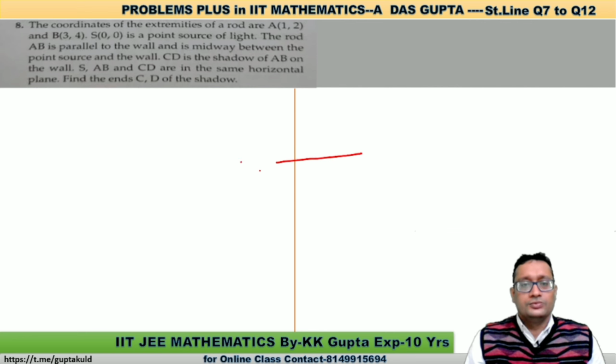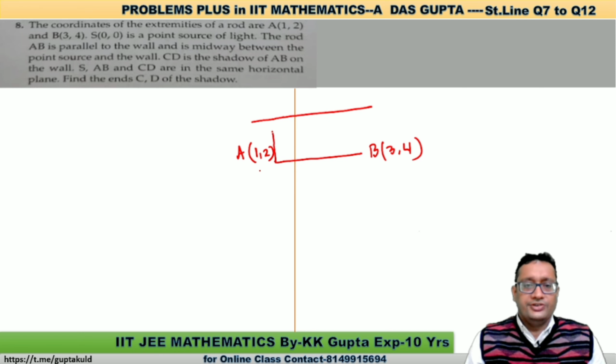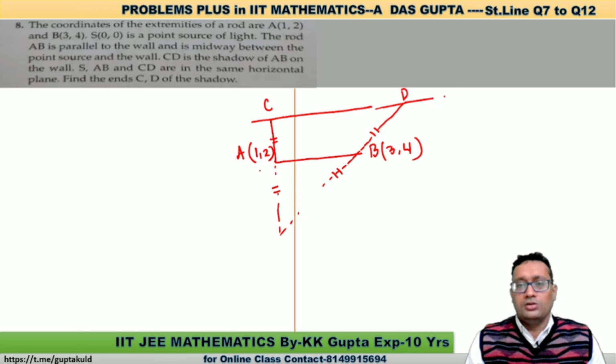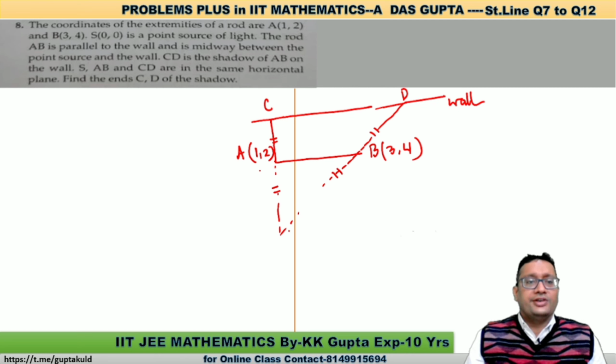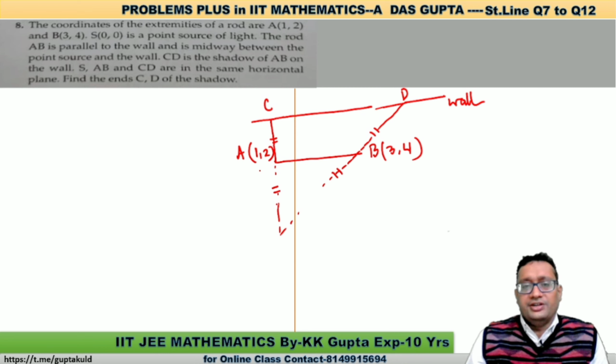This is A (1, 2) and this is B (3, 4). And if we take the wall on which the CD shadow falls, and this is the shadow of the origin, let's suppose the shadow is going like this. It means this length and this length are equal because the distances are the same. This is the CD shadow on the wall, this is the wall. So now they are asking for the end points C and D. This is the midpoint.